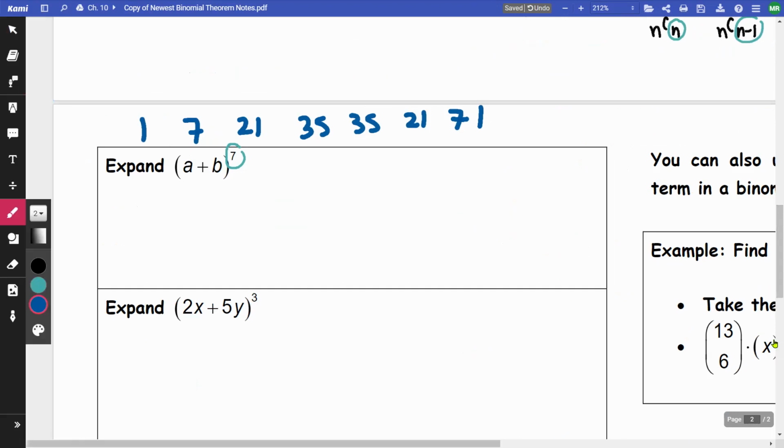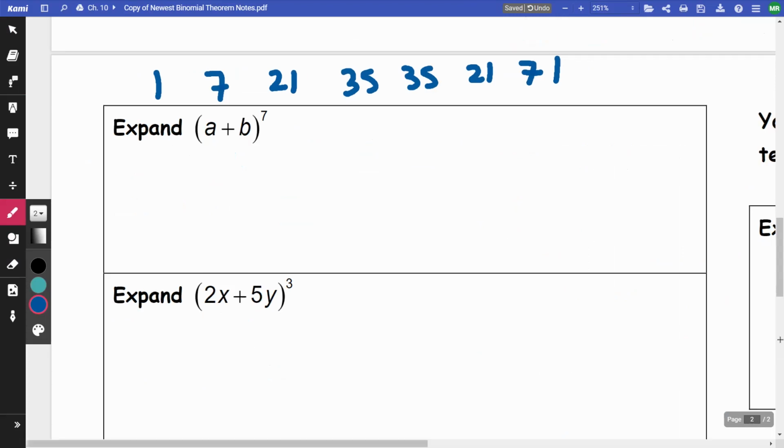So what I'm going to do is start with my a to the biggest exponent, which is going to be the 7. Okay, I'm just going to write smaller here. a to the 7th plus 7. So again, it is a 1 in front, but I don't need to write it. And it was b to the 0, but I don't need to write that. So 7a to the 6th, which means my b is going to be to the first, because 6 and 1 have to add to the 7.